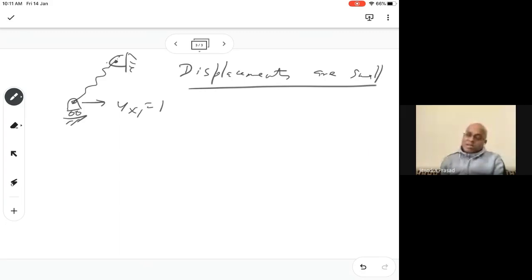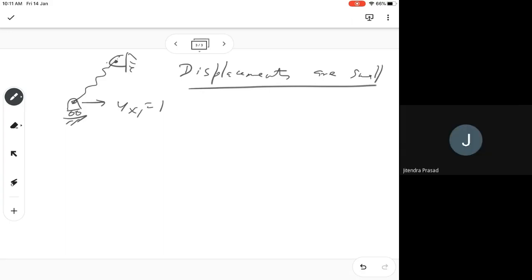Remember, this whole course is based on displacements being small, like in solid mechanics, for example, where those are very small displacements.